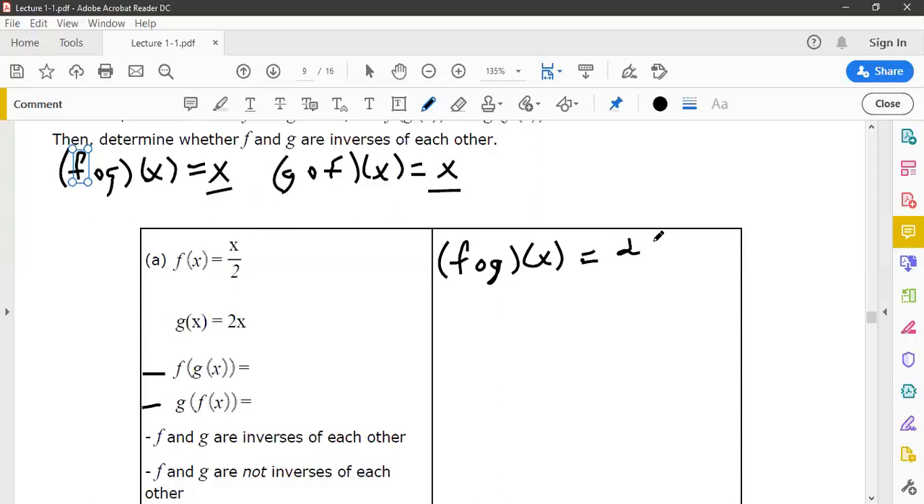So that would be 2x over 2, which equals x. So far it meets the criteria of them being inverses.